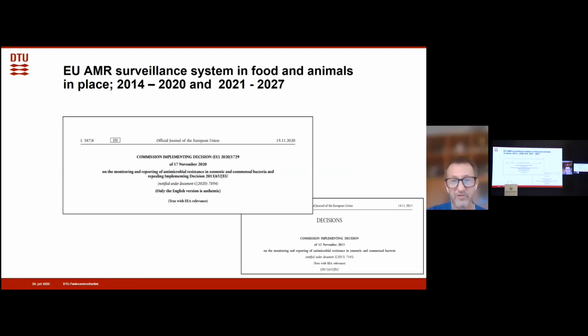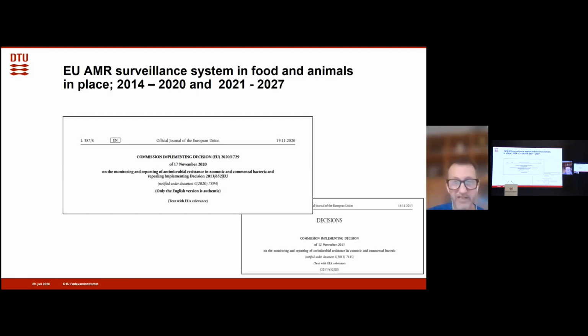So we have just entered the new period from 2021 that would reach to 2027. In the former period from 2014 to 2020, we had a similar surveillance legislation, but it was improved last year for the next 6 years. And I'll give some indication of what it includes and entails.